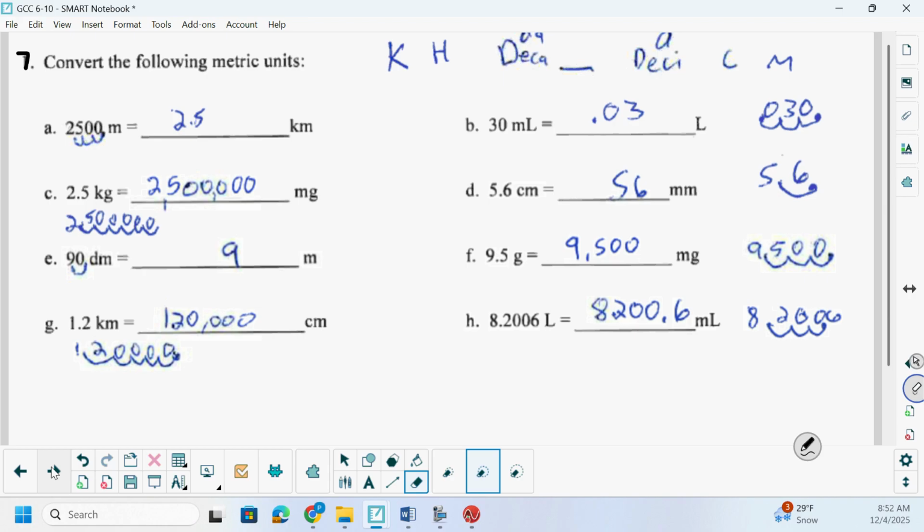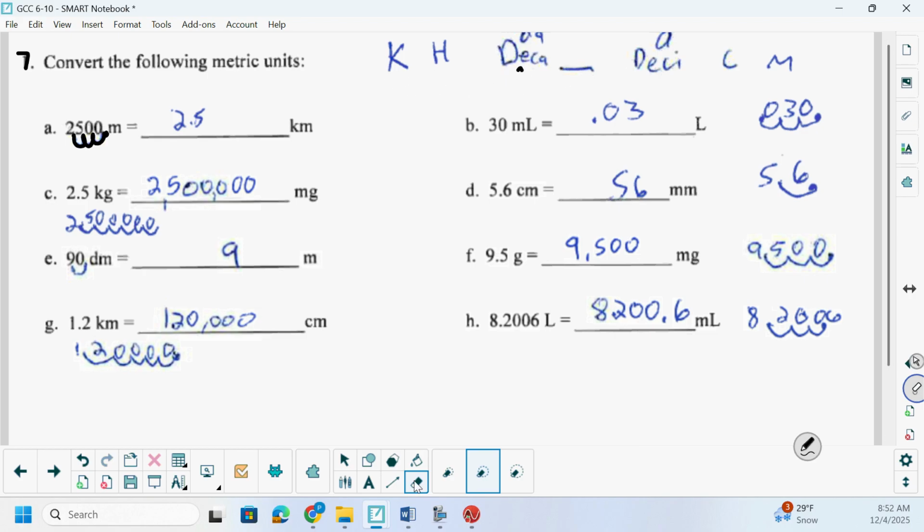For 7. So we have kilo, hecta, deca, our base unit, deci, centi, and then milli. So if we're going from meters to kilometers, meters is our base unit, we'd be here. Going to kilometers, we're jumping 1, 2, 3 units to the left. So start your decimal point where it is, go 1, 2, 3 units to the left, so we end up with 2.5 kilometers.